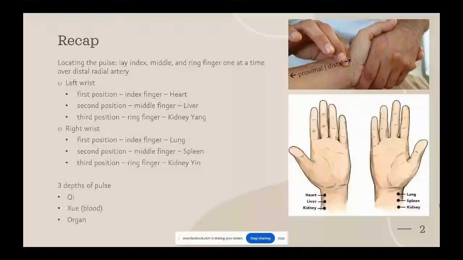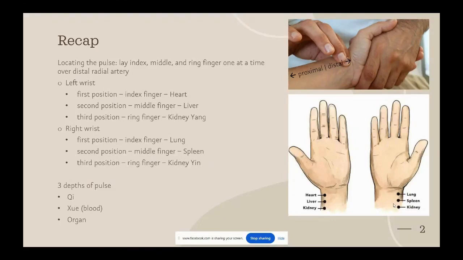But first we'll just recap a little bit about the first class to make sure you know where to actually locate the pulse. We're typically using our index, middle, and ring fingers on that distal radial artery, which is basically just the wrist. And these are the corresponding organs that go along with each of those pulse positions: heart, liver, and kidney yang on the left side, lung, spleen, and kidney yin on the right side.